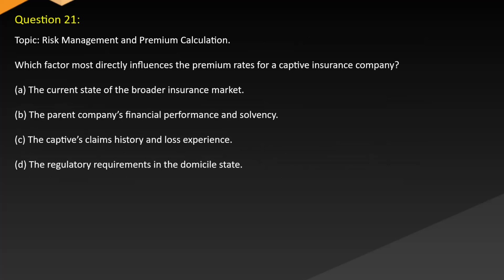Question 21. Topic: Risk management and premium calculation. Which factor most directly influences the premium rates for a captive insurance company? A. The current state of the broader insurance market. B. The parent company's financial performance and solvency. C. The captive's claims history and loss experience. D. The regulatory requirements in the domicile state.